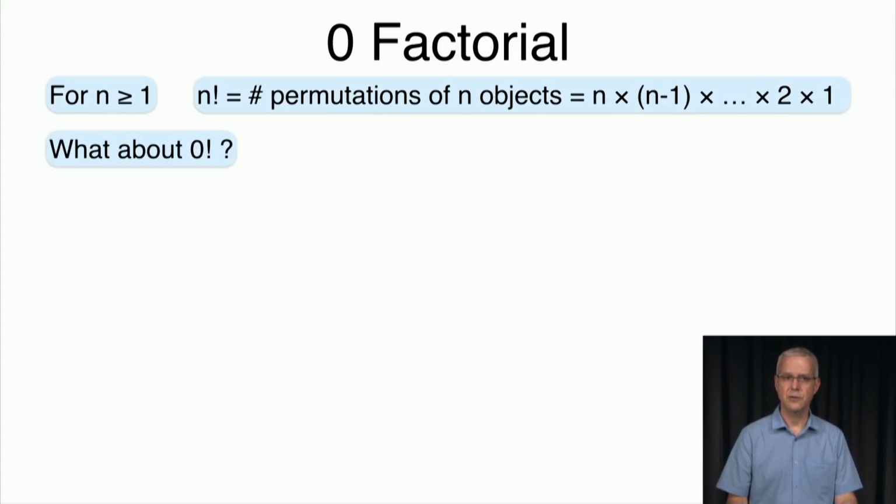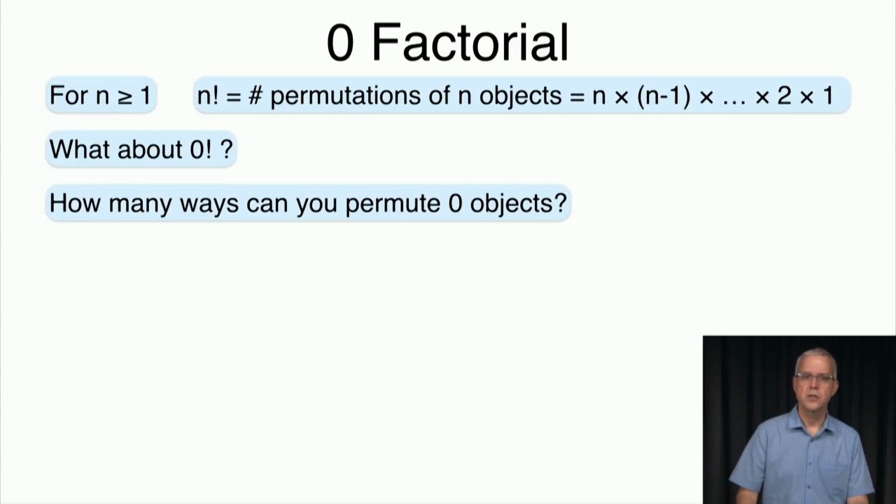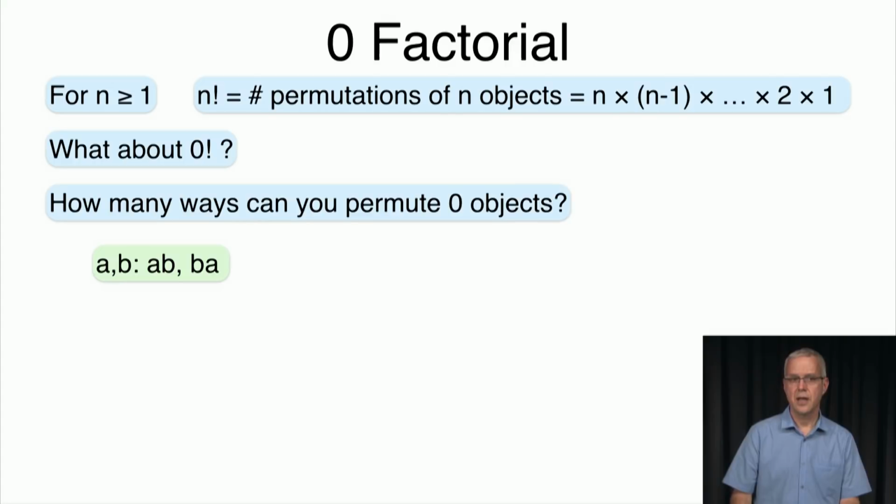But what is 0 factorial? Because we cannot write n times n minus 1 up to 1 if we start with 0. So what is the meaning of 0 factorial? So the question is, how many ways can you permute 0 objects?